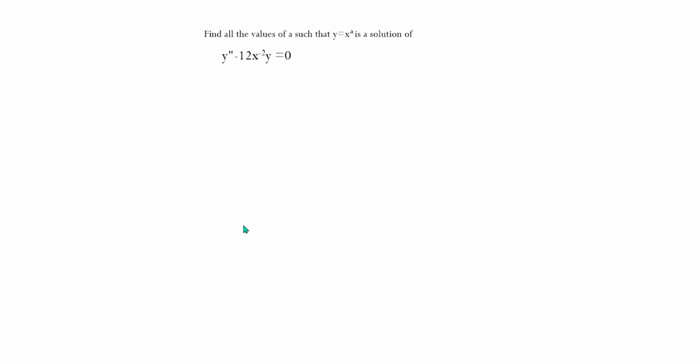So the specific problem is: find all the values of a such that y equals x to the a is a solution of y double prime minus 12x to the negative 2y equals 0. So the trick to this is going to be a lot of substitution. We're going to need to replace the y's with something to the x to the a because we need our variable a in there because they want us to find all the values of a.